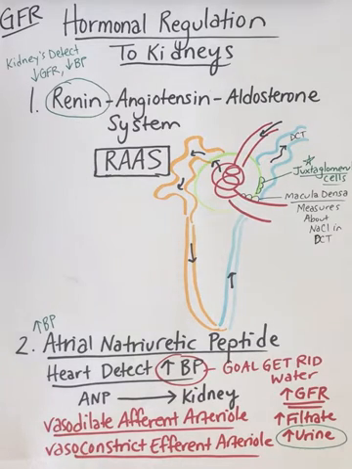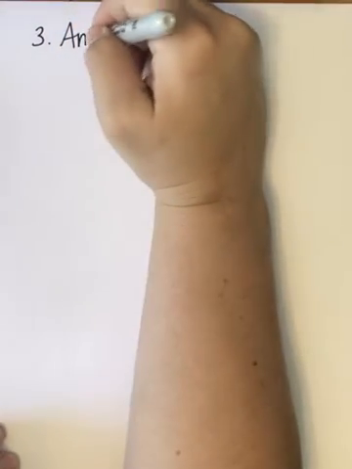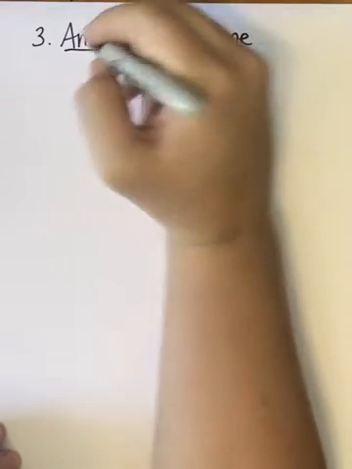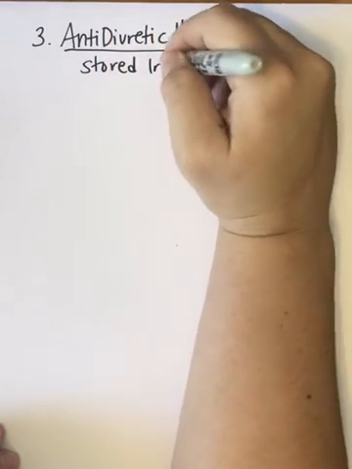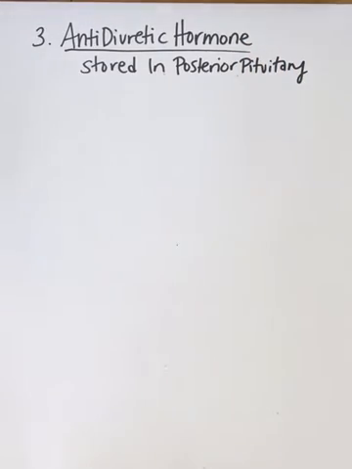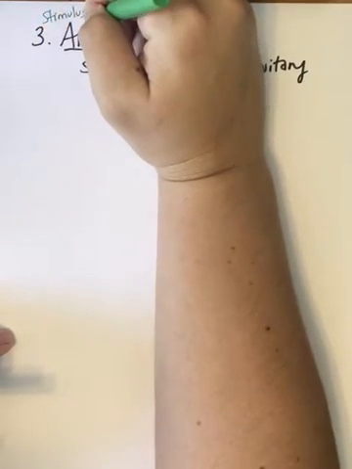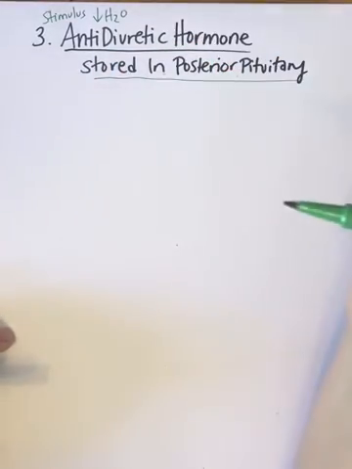So the last one that we have is antidiuretic hormone, which comes from the posterior pituitary. Now, antidiuretic hormone is going to be stored in the posterior pituitary. And basically, whenever we have low water amounts, so the stimulus is you have decreased water content, the posterior pituitary will release antidiuretic hormone into the blood.